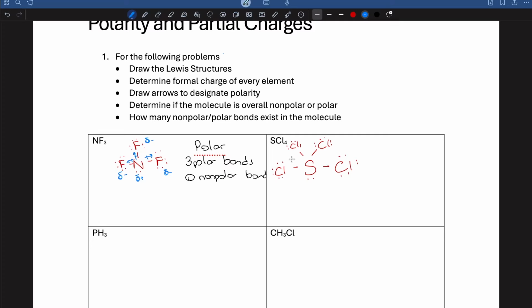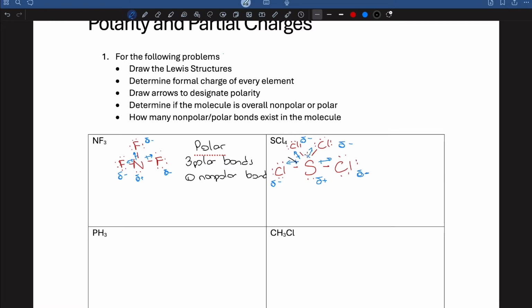And chlorine is a lot more electronegative than sulfur. And so these arrows are going to be pointing toward chlorine, to show that chlorine is going to be stealing some of this electron density away from sulfur. And since it's stealing the electron density, chlorine will be partially negative. Every chlorine will be partially negative, while the sulfur is going to be partially positive because it's losing some of that electron density.